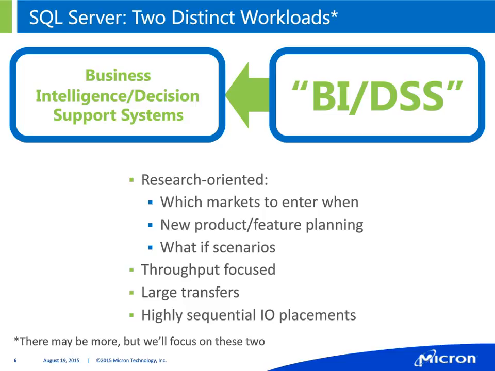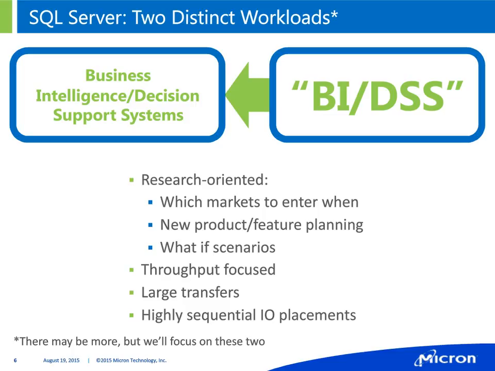What-if scenarios, that's another popular one, where we're trying to figure out, if I do X, what are the implications? If I do Y instead, what are the implications? The focus on business intelligence and decision support systems is almost the opposite of OLTP, where in BIDSS the focus is really about storage throughput, very large transfers, and we're looking for high sequential I/O placements. We're looking for very fast throughput from our disk subsystem.